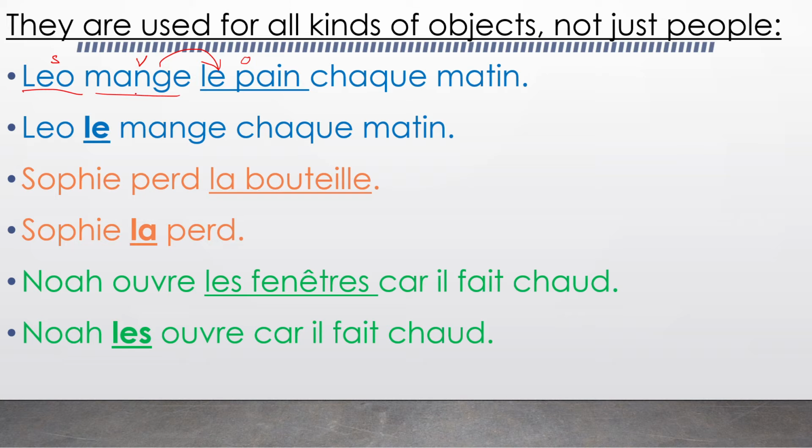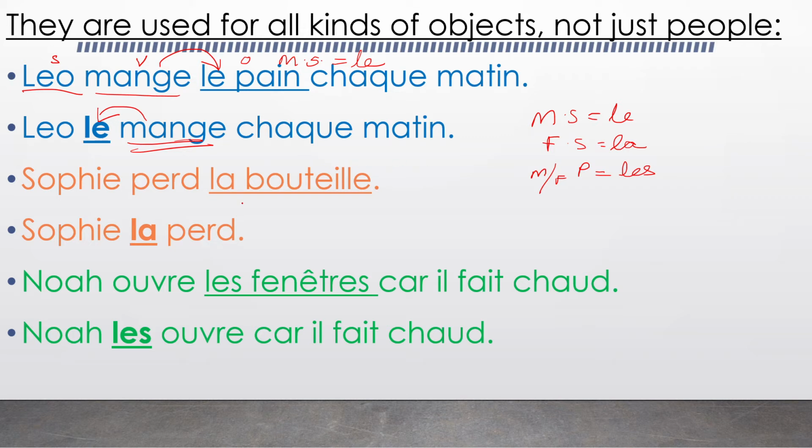If you want to say Leo is eating it every morning, how will you say that? Le pain here is the direct object which is masculine singular, so it has to be replaced by le. Remember, masculine singular is replaced by le, feminine singular is replaced by la, and either of the plurals, masculine or feminine plural, is replaced by les. Now, the placement rule is before the verb. If it's a single verb in the sentence, the direct object is placed before the verb. So it becomes Leo le mange chaque matin.